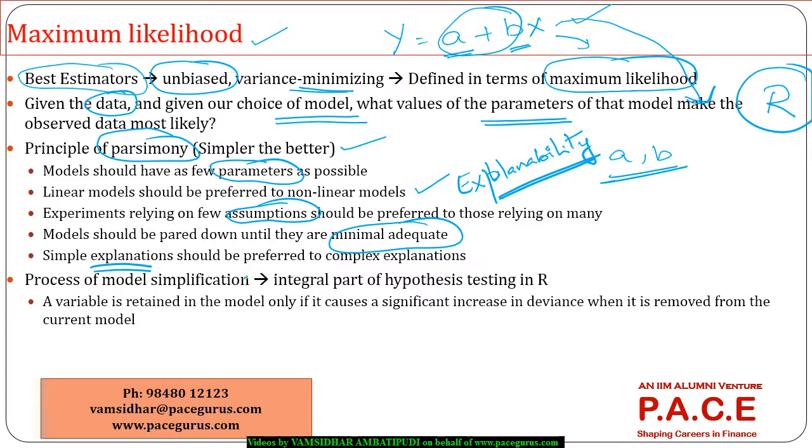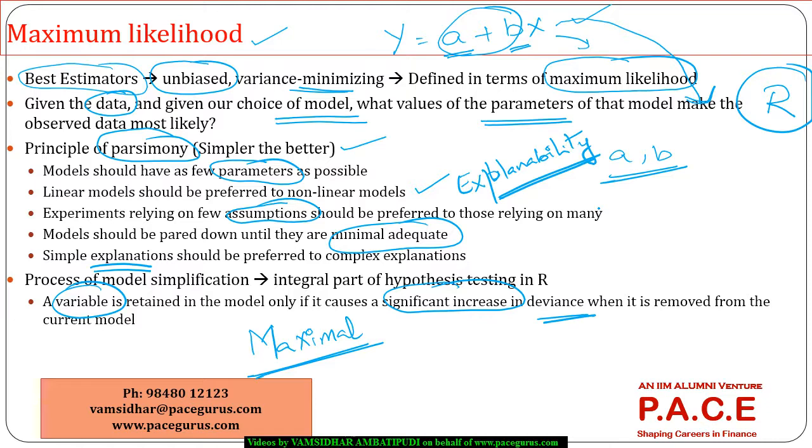The process of model simplification is an integral part of hypothesis testing. Initially I have created a maximal model, meaning I have included all possible variables and their possible interactions, and if possible their higher order terms as well, as a part of the model. I will retain every variable and every interaction as a part of the model only if removing it causes a significant increase in the deviance.